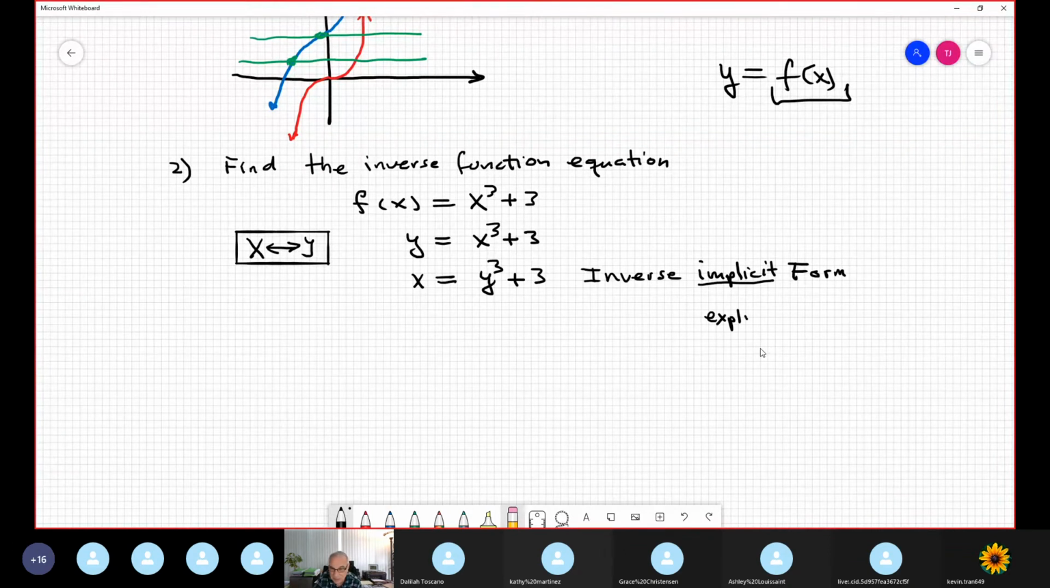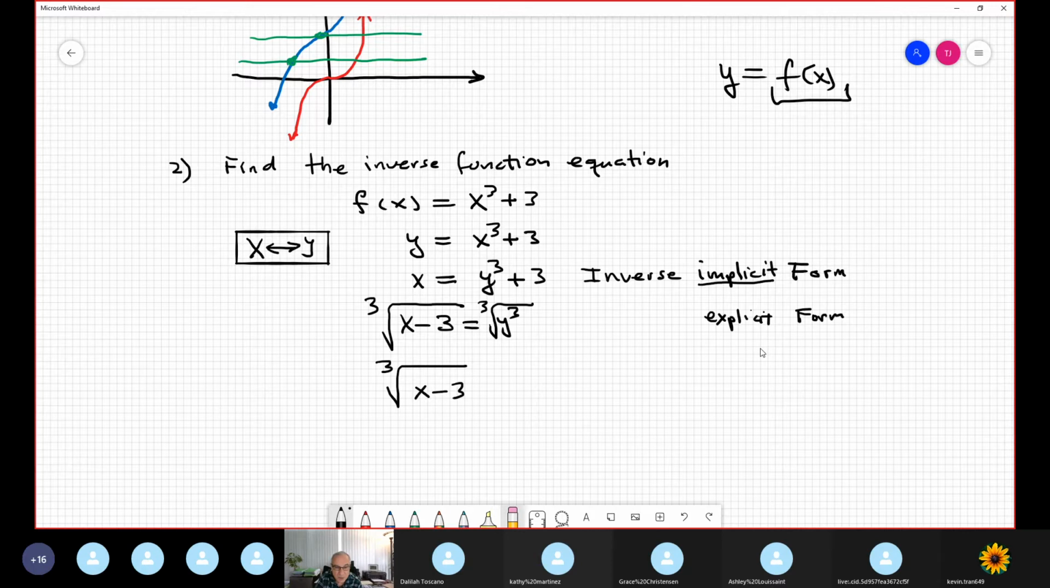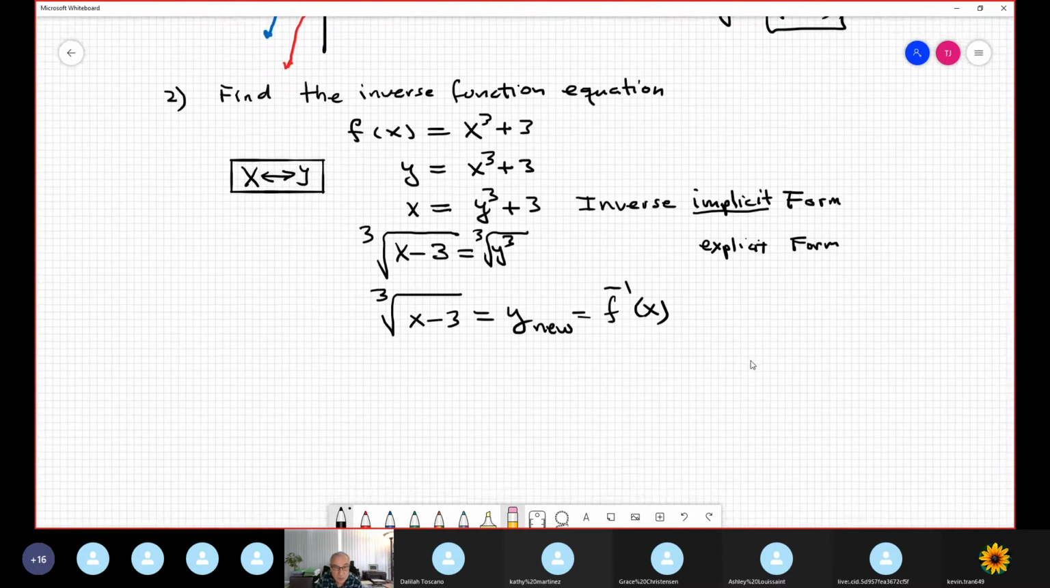Explicit is clear. Explicit form. How? So for y, you subtract 3. Apply the cubic root to both sides because I want to eliminate the cubic power. That's the cubic root of x minus 3 is equal to y. And this is my new y. And by the way, my new y is the inverse function. Okay, so my conclusion of topic number 2 is to find the inverse function equation: the inverse function is the cubic root of x minus 3.